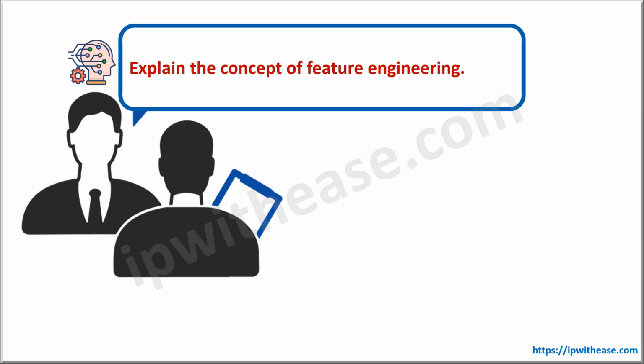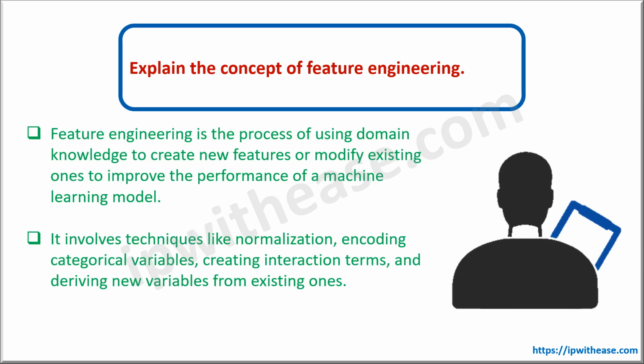Please explain the concept of feature engineering. Feature engineering is the process of using domain knowledge to create new features or modify existing ones to improve the performance of a machine learning model. It involves techniques like normalization, encoding categorical variables, creating interaction terms, and deriving new variables from existing ones.